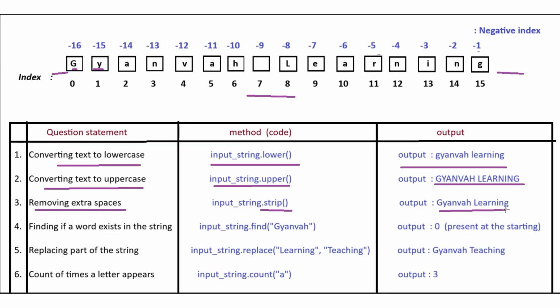Finding if a word exists inside the string. Now let us check if a specific word is inside our string. For example, we might want to check whether the word learning is present. Python gives us a method to search for the word. If the word exists, Python tells us the position where it appears. If it does not, Python tells us it is not found.